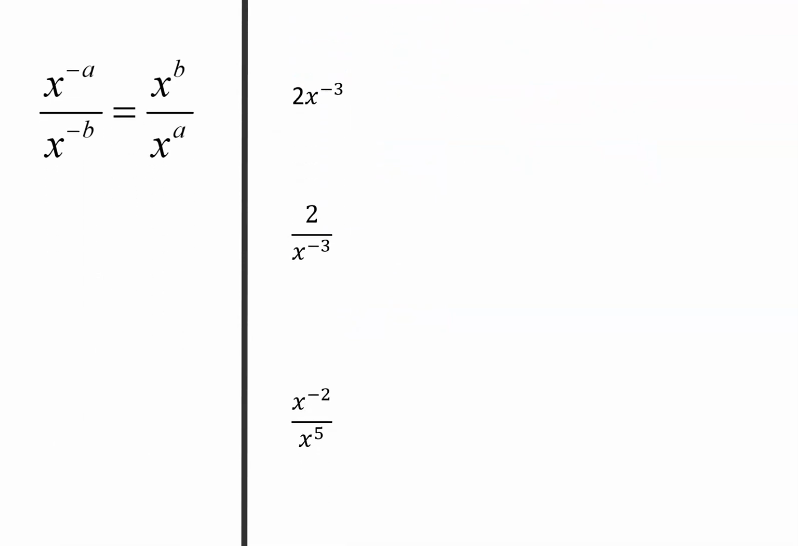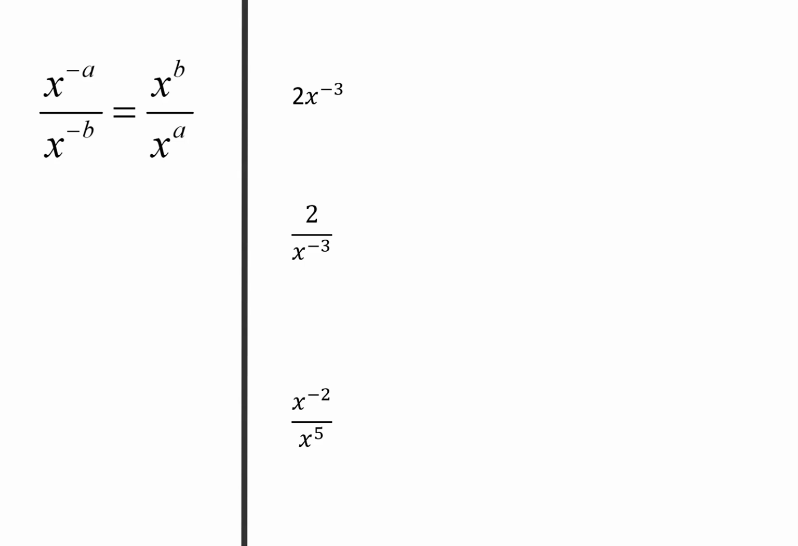Okay, negative exponents. If you have a negative exponent on the top, it gets moved to the denominator and it becomes positive. If your negative exponent is on the bottom, it gets moved to the top and it becomes positive.